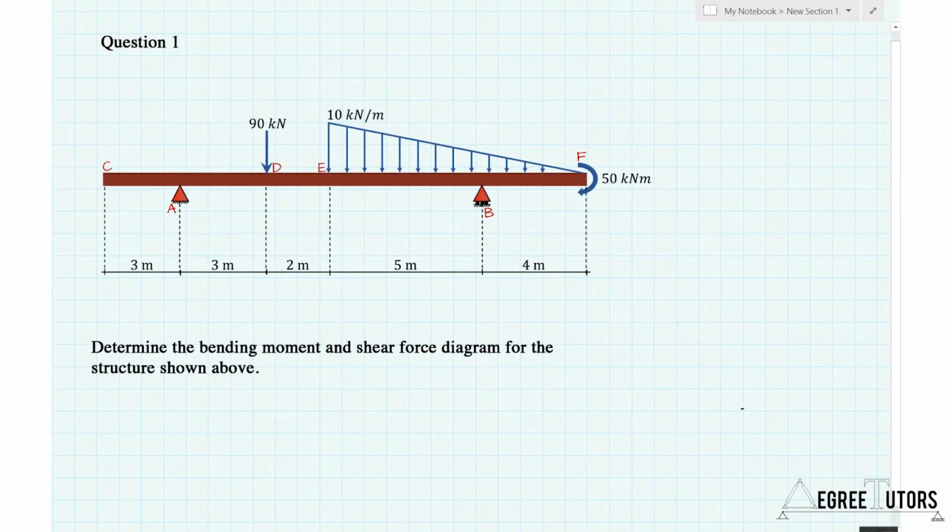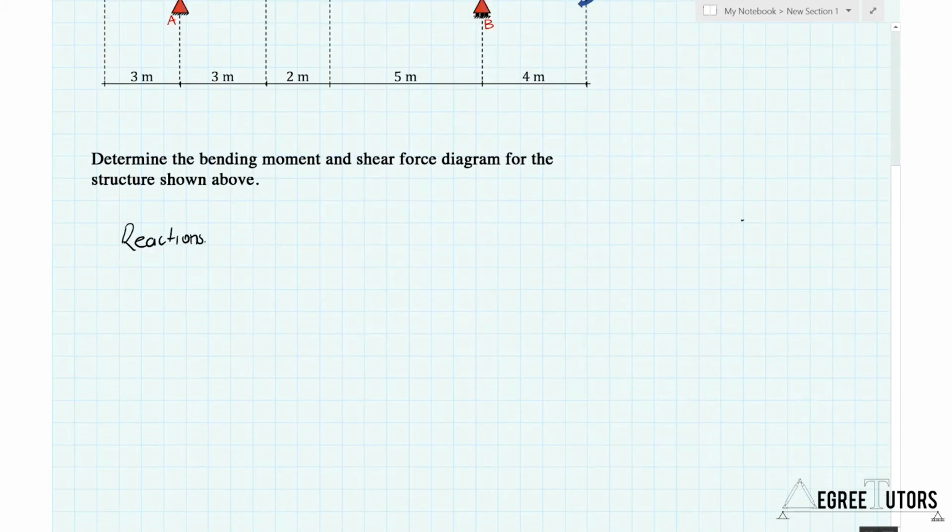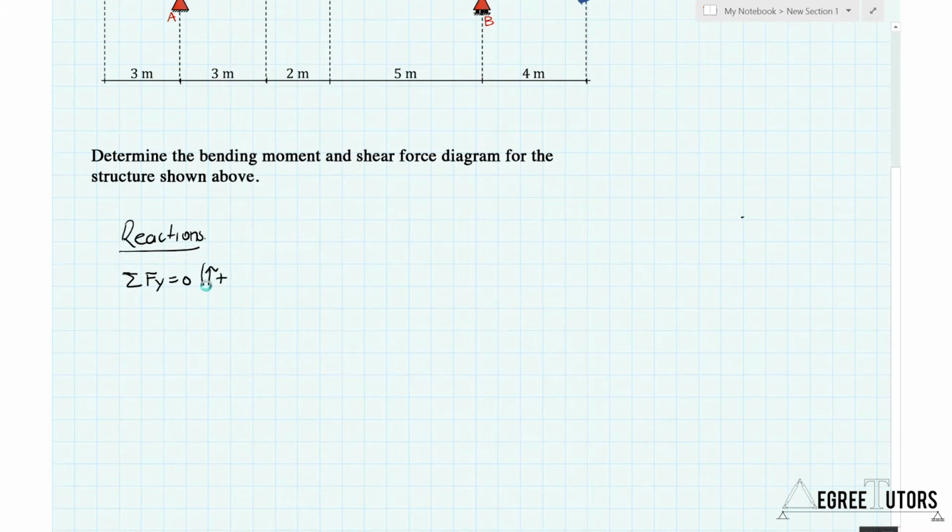Okay, so the first thing to do here is determine the reactions. It's a pretty straightforward structure. What I'm going to start off doing is taking the sum of the forces in the vertical direction. Okay, so let's see, what have we got here? We're going to say the sum of the forces in the y direction equals 0. Upwards forces are positive.